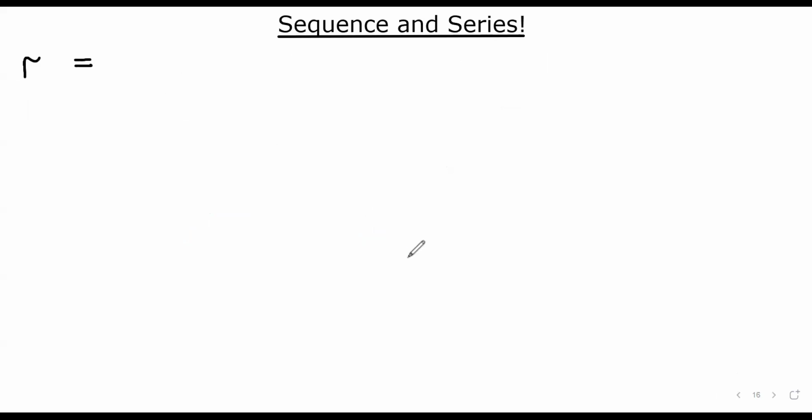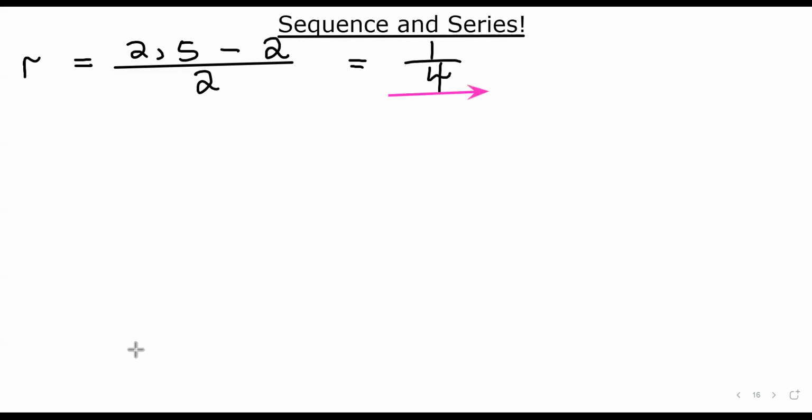They told us that x is actually 2.5. So our constant ratio will be (2.5 − 2) divided by 2. So when you go to your nice calculator and you say 2.5 minus 2 divided by 2, you simply get a quarter. So this must be the constant ratio.